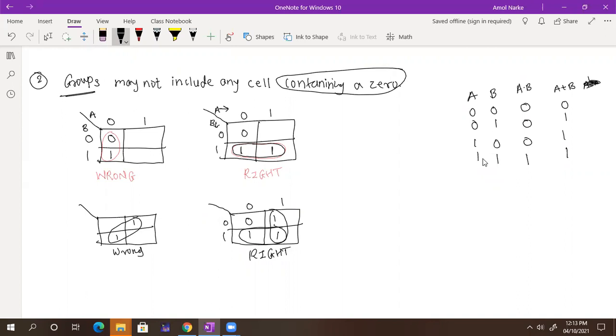Just understand the grouping now. Got it? So what is the third rule? I can write it down here also. Groups may be horizontal or vertical, but not diagonal.